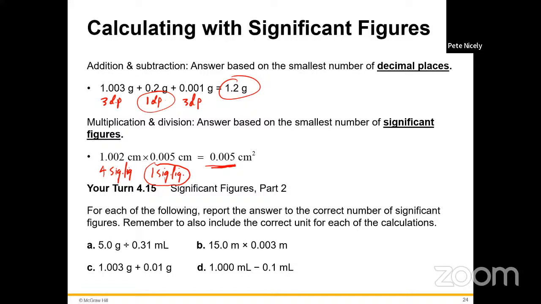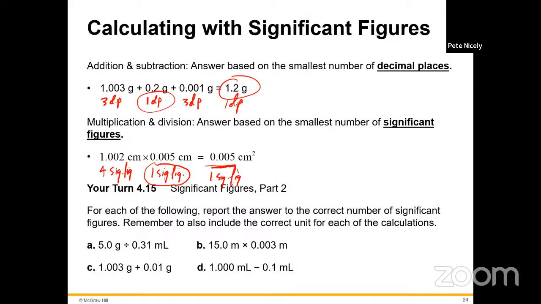I multiply 1.002 by 0.005, you're going to get 0.00501. So the final answer would have to be rounded off to 0.005 to reflect that this would be 1 significant figure. So this is 1 sig fig here. This one is 1 decimal place here. And that's basically how you deal with that.